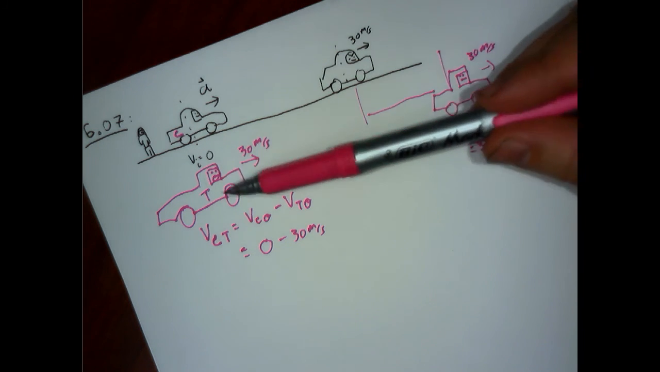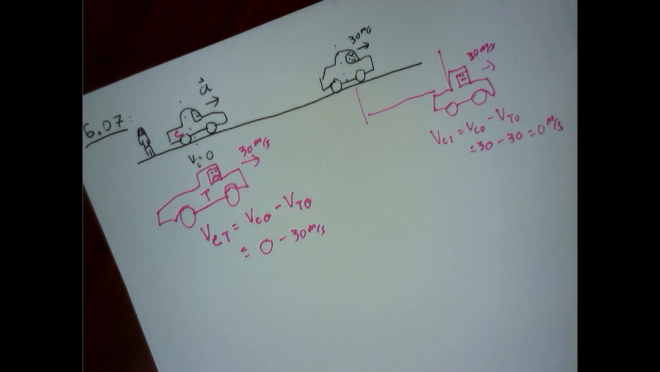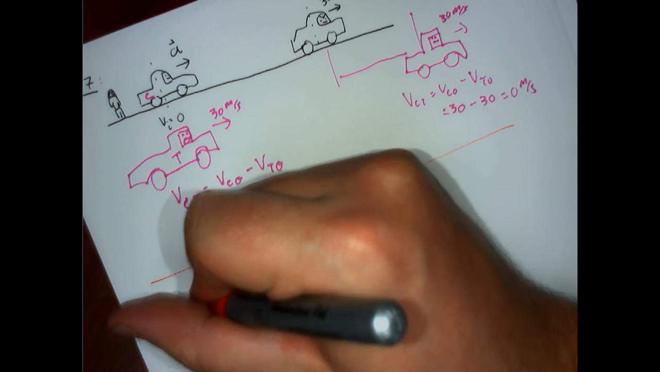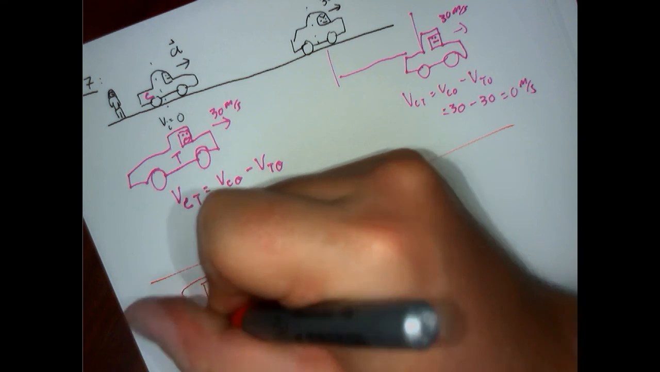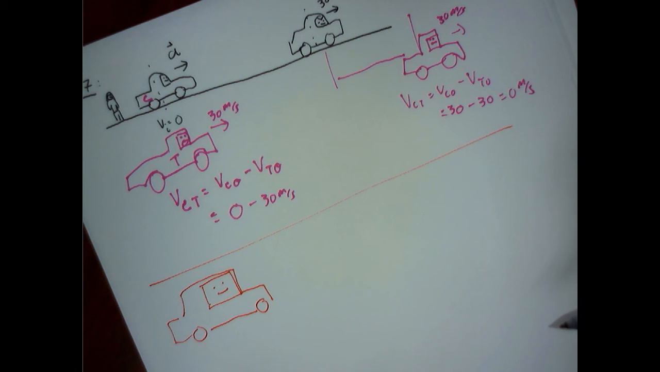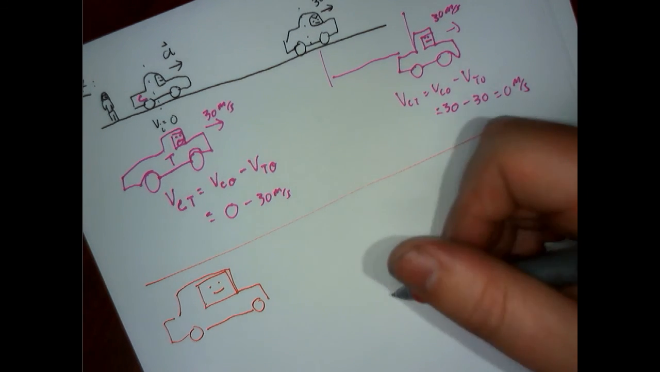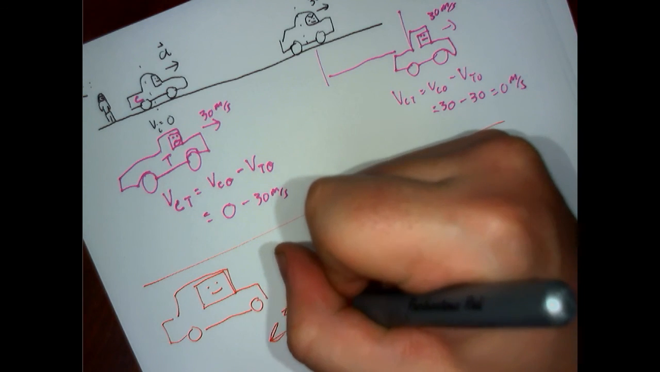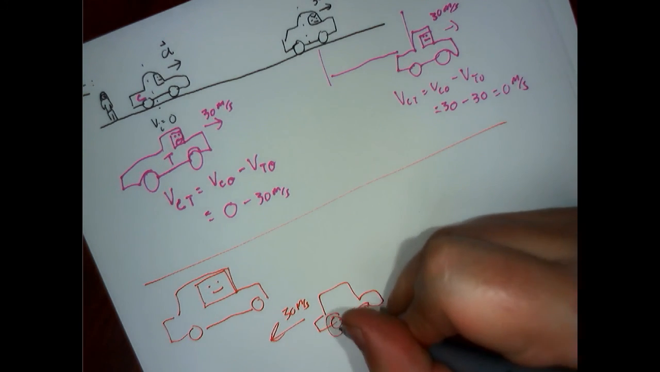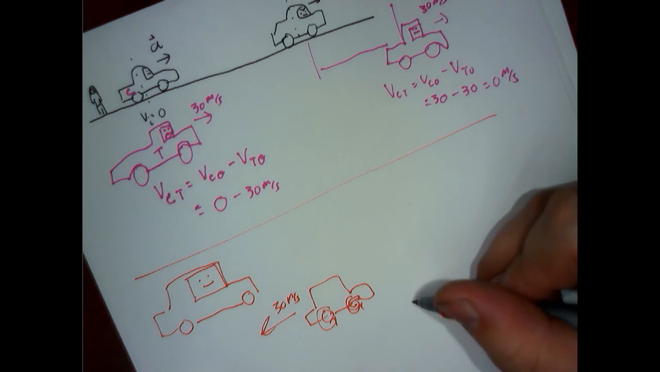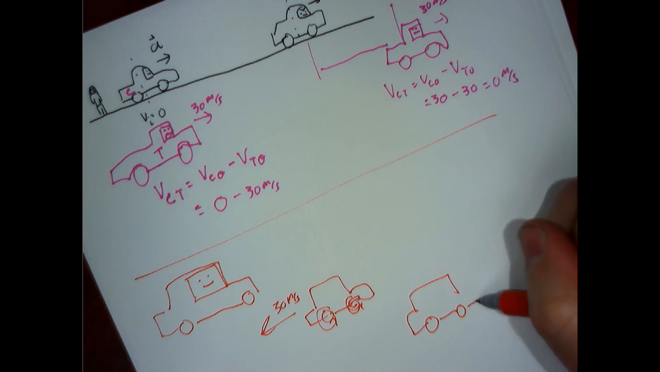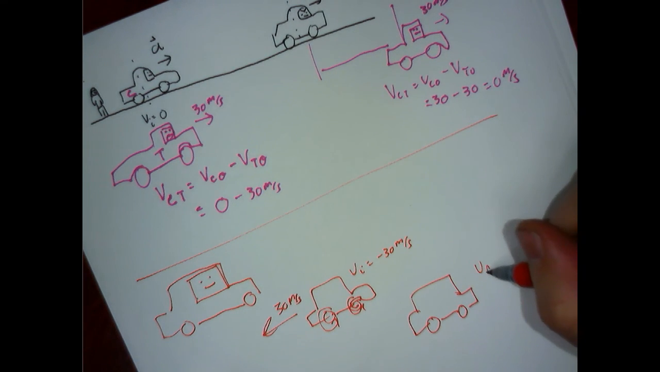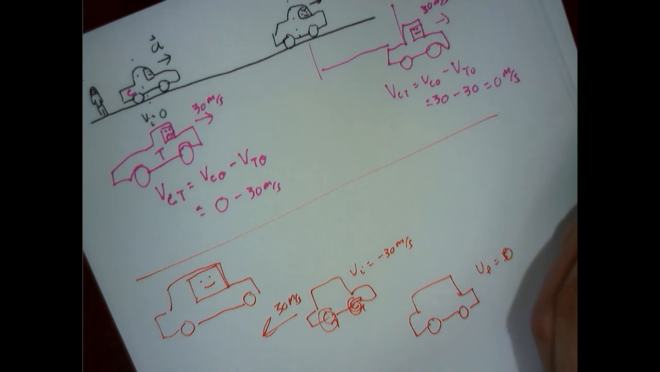So, how does the truck describe this motion? According to the truck, here's the truck's POV. Truck just kind of sits still. Relative to the truck, the car starts out moving backwards at 30 meters per second. And then it spins its tires and spins its tires. And then after a while, it stops moving. Okay. Next question.